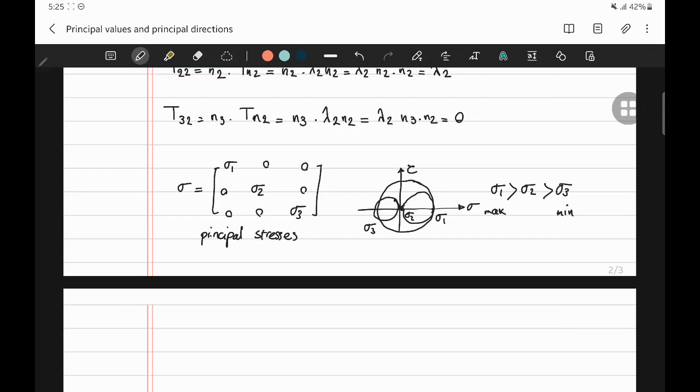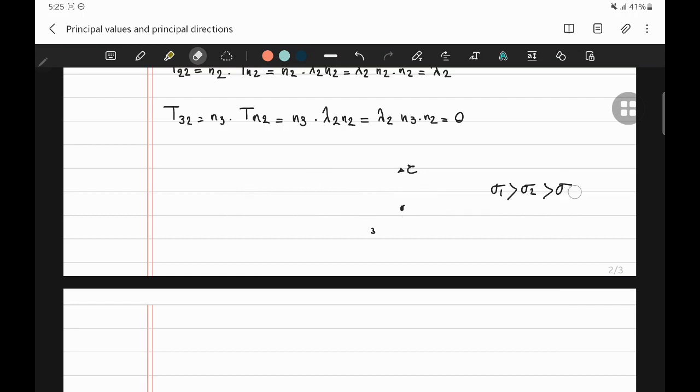So we exploit the same concept here to mention that these lambda 1, lambda 2, and lambda 3 values can be written such that lambda 1 is bigger than lambda 2, which is bigger than lambda 3. So these are the principal values, and we use the same lambda 1, lambda 2, and lambda 3 to find the principal stresses as well as the principal strains here. All right.